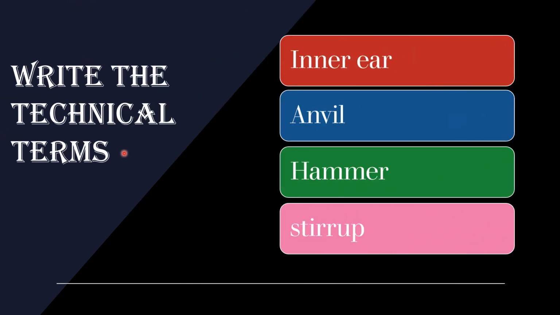Write the technical terms. Inner ear. What is the technical term for inner ear? Membranous labyrinth. Anvil. What is anvil? The technical term is incus. Hammer, malleus. Stirrup, stapes.